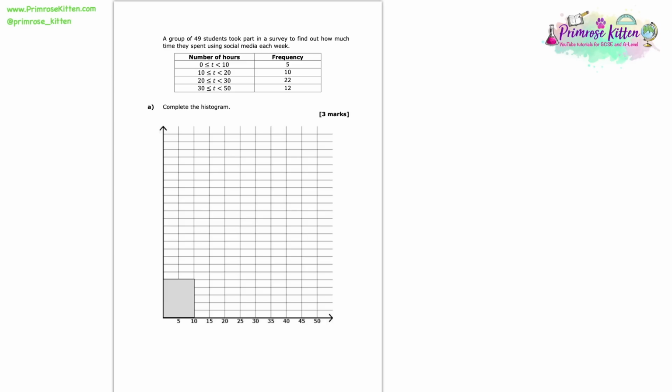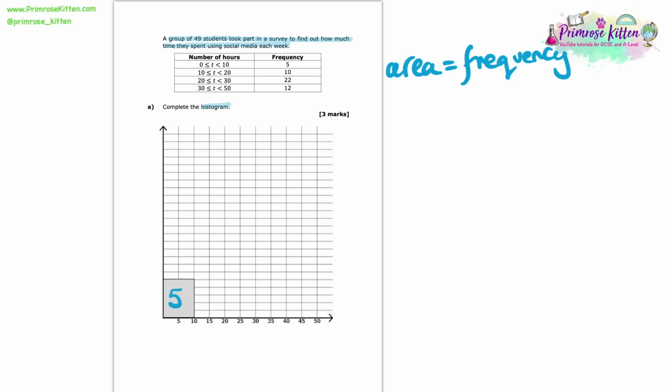A group of 49 students took part in a survey to find out how much time they spent using social media each week. So you can see the information in this table here, and we're asked to complete the histogram. Now the most important thing about histograms is that the frequency isn't the height of your bars, it's the area of them. Area is the frequency.